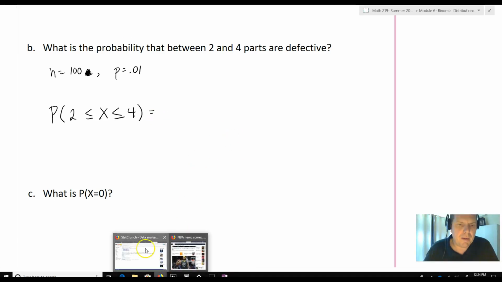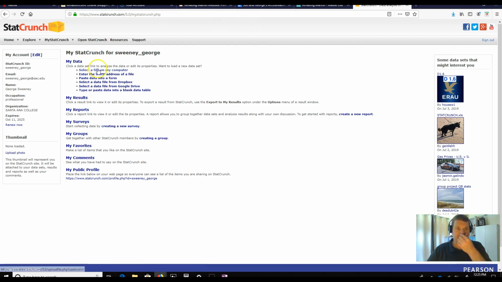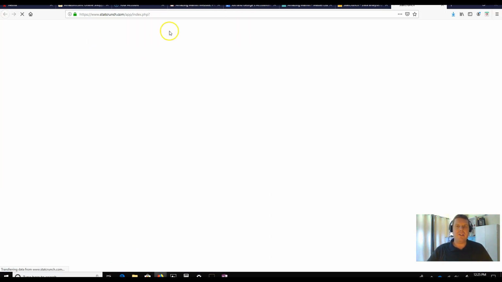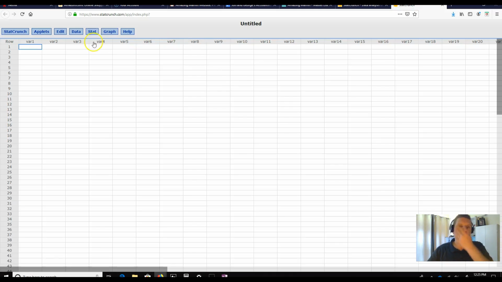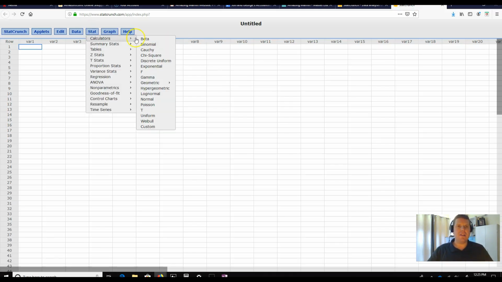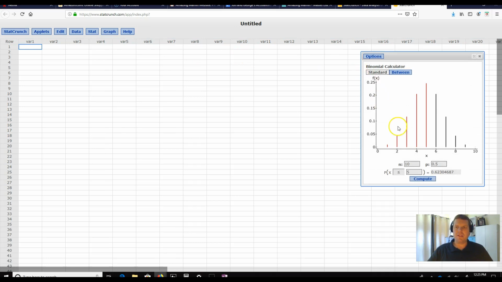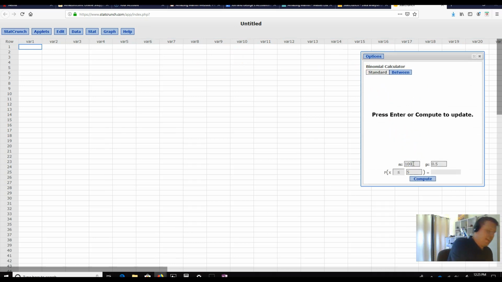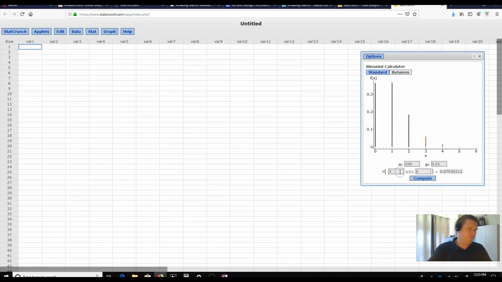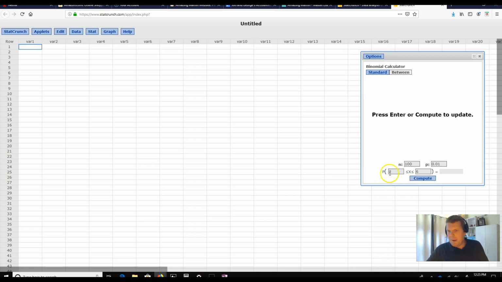I'm going to use StatCrunch in order to find this. I've made a recommendation that you use StatCrunch; it makes life a lot easier. So I open StatCrunch, go to Stat, under Calculators, and it's the binomial. In the binomial calculator, n equals 100, and the probability that I get a defective part is 0.01. Because I'm looking for a range, instead of the standard, I'm going to use between, and it's going to be between 2 and 4, and I put those into my probability statement.